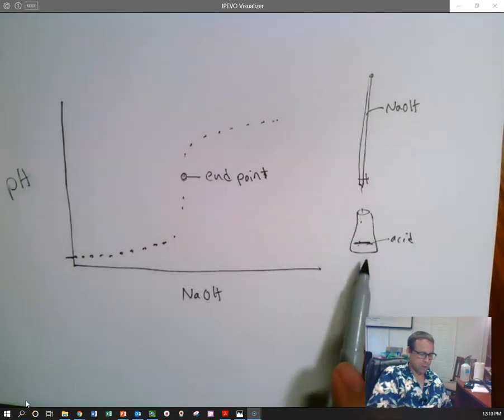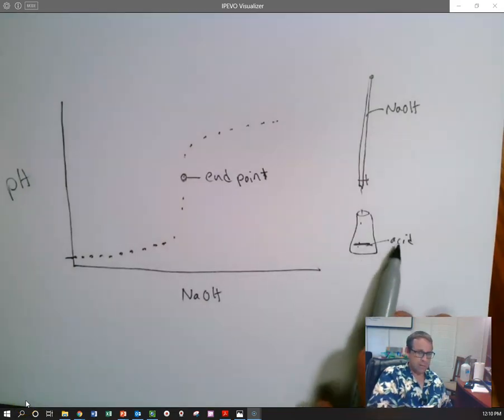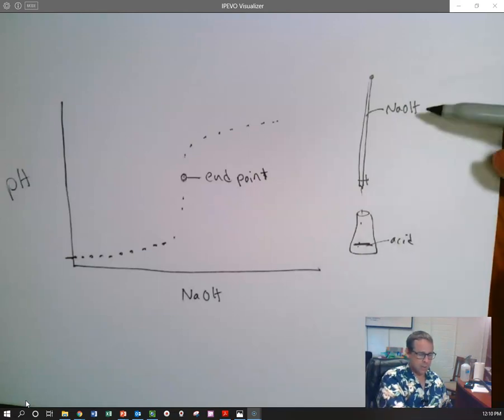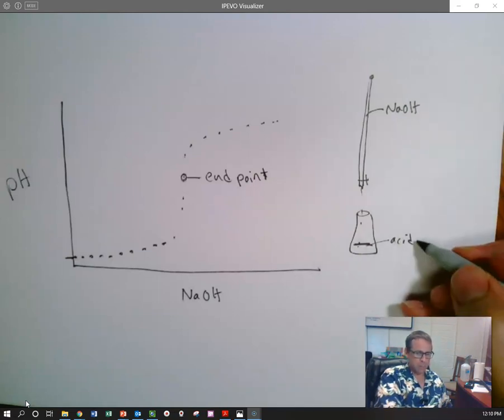All right, so just a little quick review. We have a weak acid in a container, and we're going to titrate it with a strong base because we want to identify what this weak acid is.